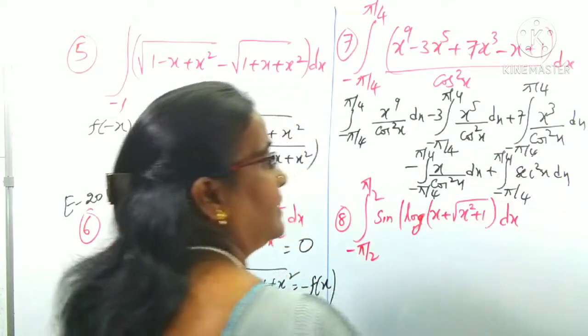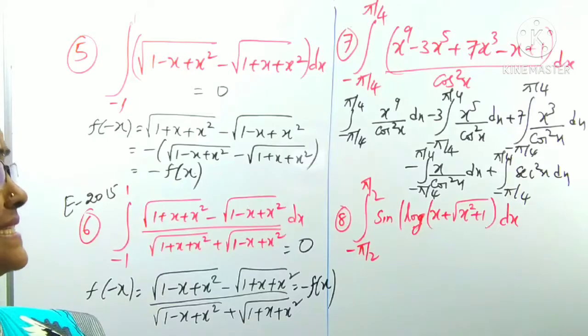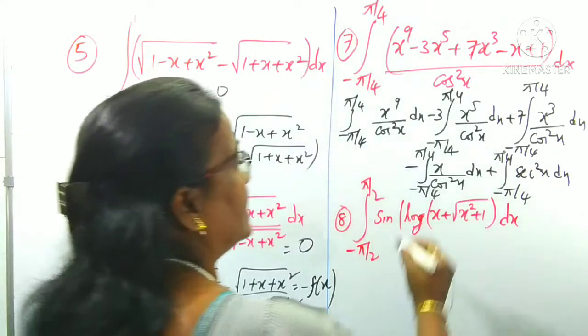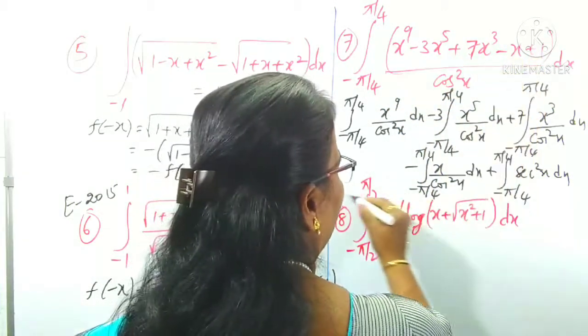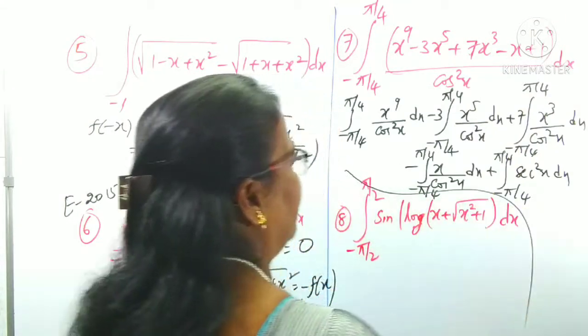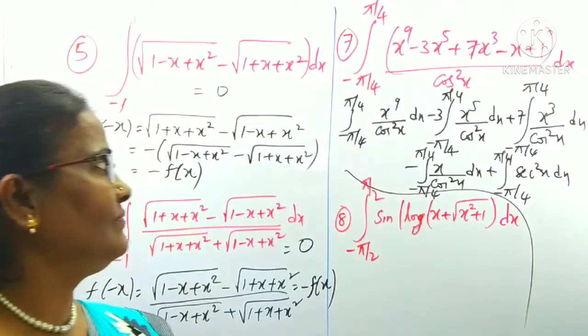Now what you can observe from these 1, 2, 3, 4, 5 terms? Tell me, what is the first term?